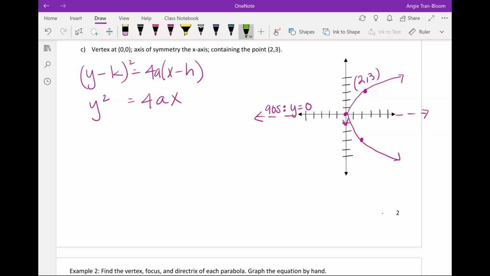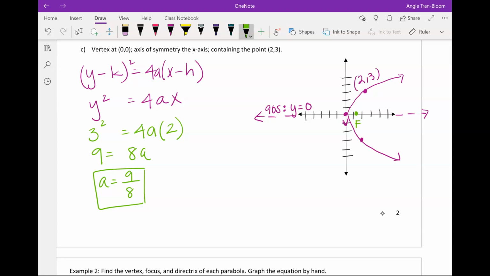They gave you a point. Y is 3, so 3 squared equals 4 times A, and x was given to you as 2. So this is 9 equals 8A. A comes out to be 9 divided by 8, right? That's slightly over 1 unit. Just eyeball that. I'm not going to hold you liable for where that is. So the focus ordered pair is 9/8 comma 0.